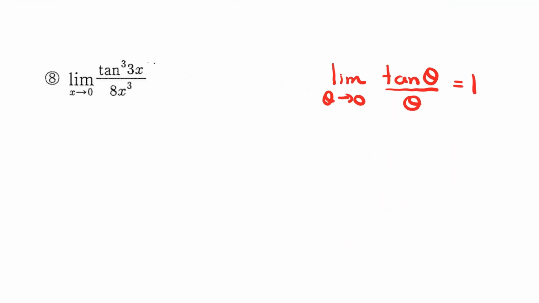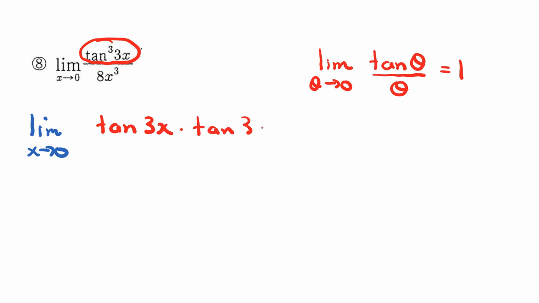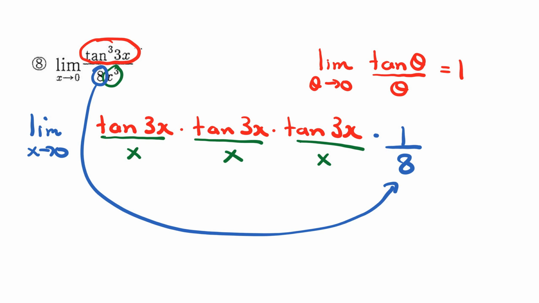And I suspect for question number 8, we'll do the same thing. So the limit as x goes to 0. Okay, there's a tan cubed of 3x. Let's expand that. So tan 3x times tan 3x times tan 3x. All right, and then there's x cubed, so that's going to be x times x times x. And then we have an 8, right? So maybe we can park that at the very end, 1 over 8. So that 8, let's just park it over there.